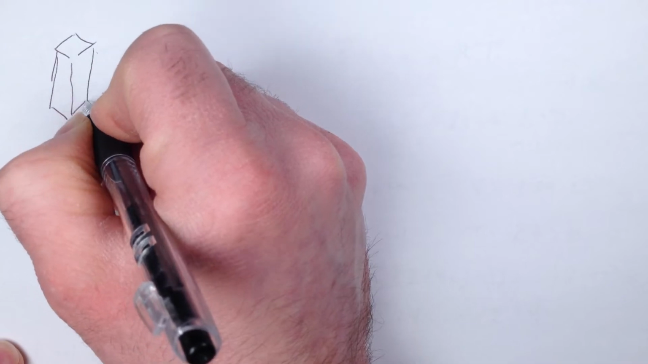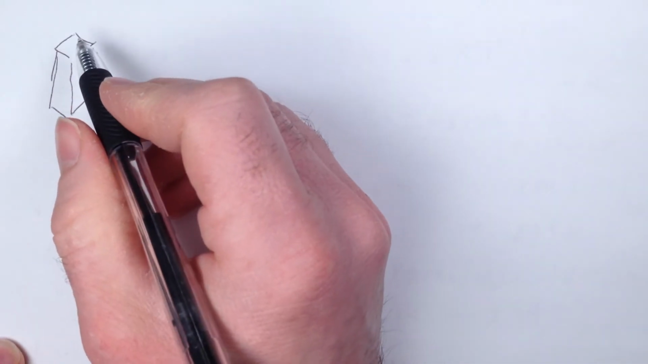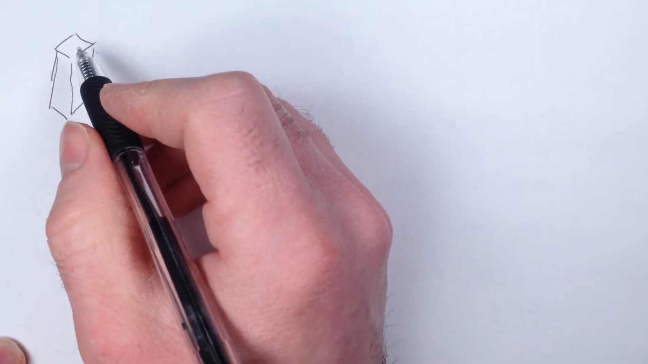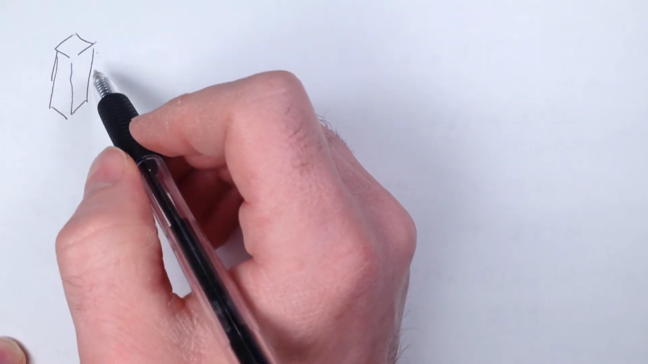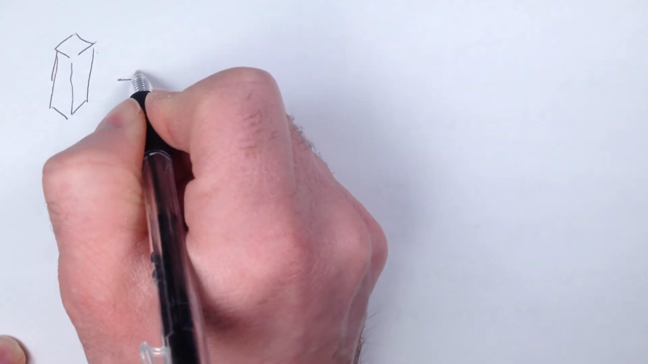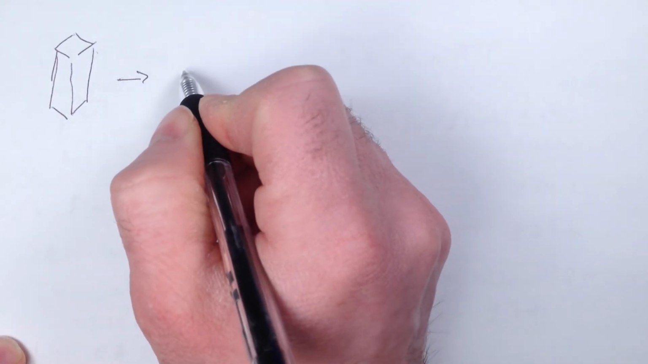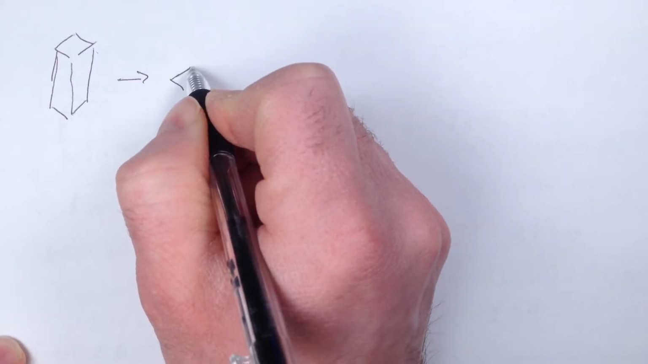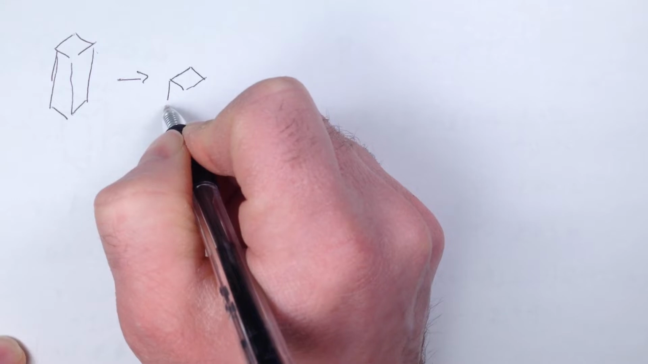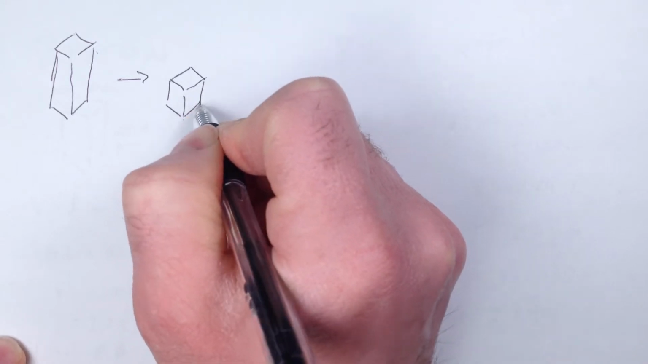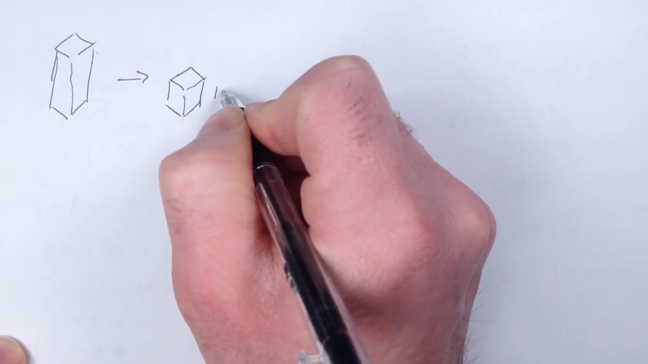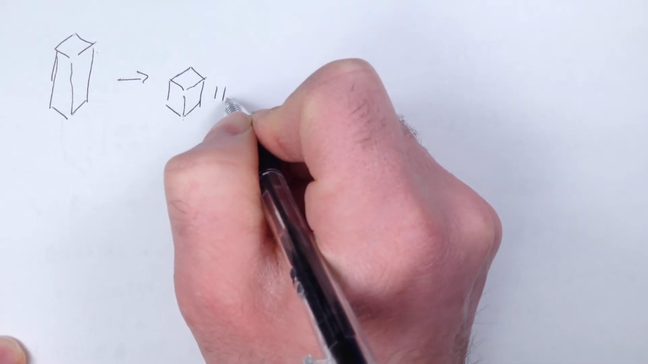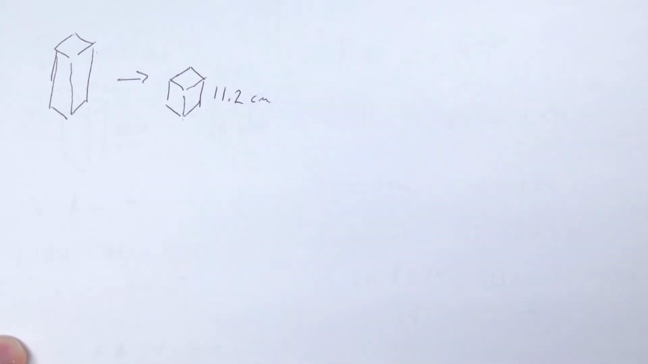Sure, that works, right? Okay, so just remember that the top here is a 10 centimeter by 10 centimeter square, and this is 22.4 centimeters tall. What's going to happen is this is going to get crunched down to half of its height. It is now only 11.2 centimeters tall. So if the height of this box has been cut in half, that means that the volume of the box has been cut in half.